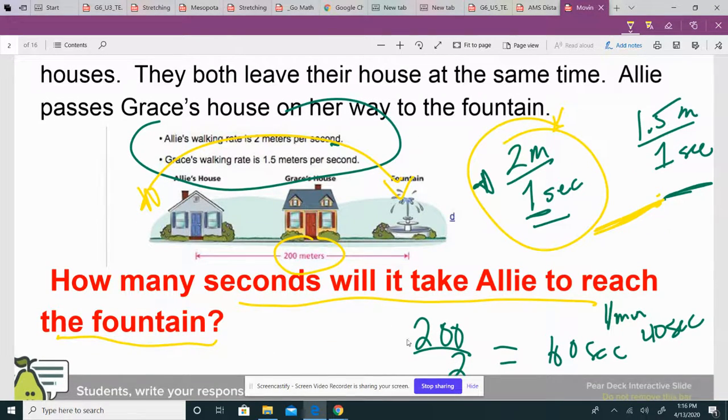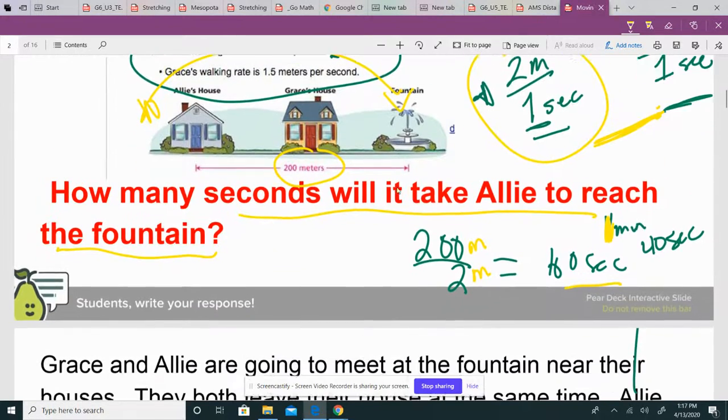So, in any case, what did you have to do? You had to take the distance that Allie's going and divide it by the unit rate, the amount of distance she covers in 1 second, to find out how long it's going to take her to go the 200 meters. So this is 200 meters at 2 meters per second, and it's going to take her 100 seconds, or 1 minute and 40 seconds. This is a 1, not a 4, by the way. When I wrote this before, I was being rushed and sloppy. Okay. All right. Next question.